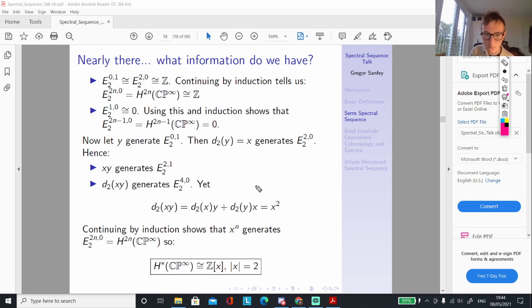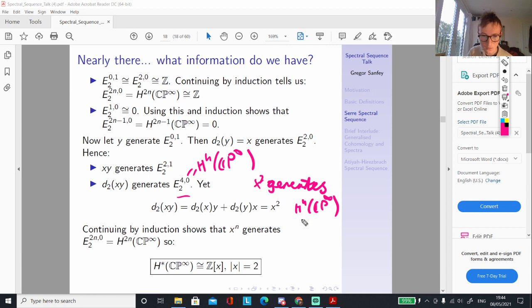So actually, what we're getting is that x squared is going to generate the fourth cohomology of CP infinity. Because remember, that's what we're computing here. This is equal to the fourth cohomology of CP infinity.